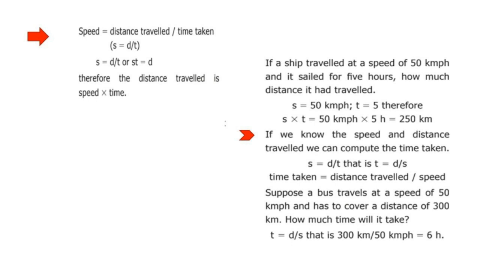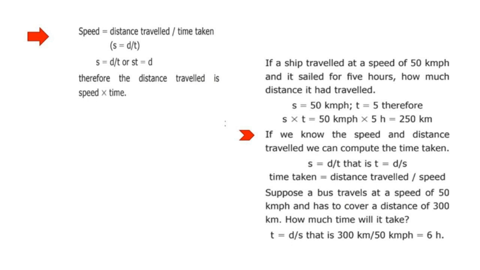Then if we know the speed and distance travelled, we can compute the time taken. So how will the formula be? T is equal to D by S. So time taken is equal to distance travelled by speed.